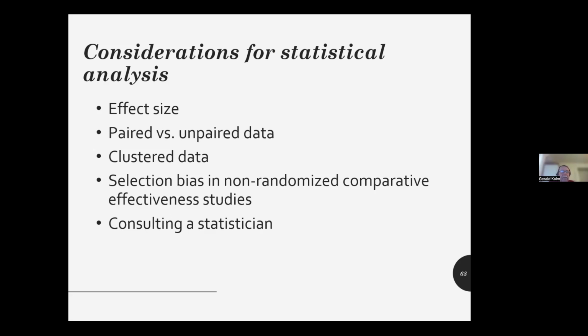Then if we have non-randomized comparative effectiveness, that's where we actually want to compare, say, two treatments or two different groups on something, but it's non-randomized. Then we have the possibility of selection bias affecting our results, and how do we control for that? And then finally, one thing, in the end here, if you yourself are not a statistician, you may want to consult a statistician depending on the complexity of your study.